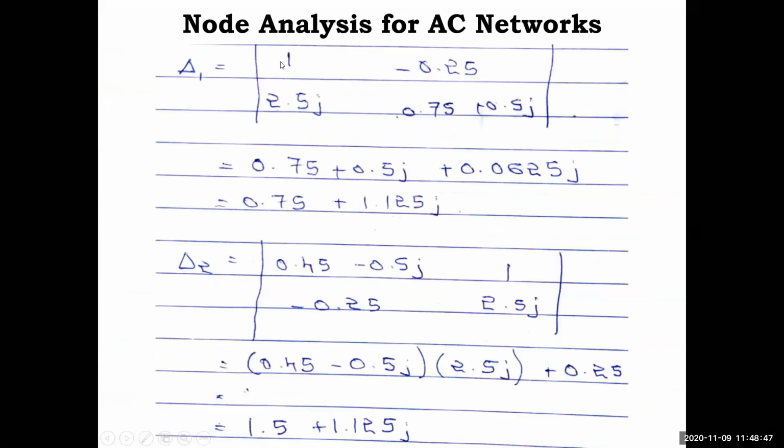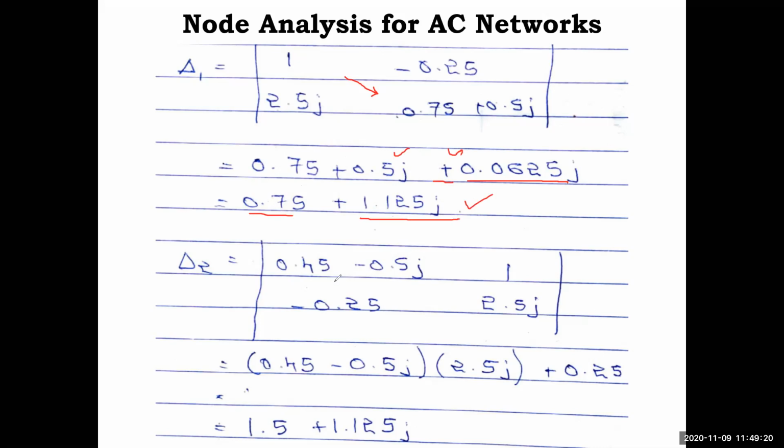So delta 1, as I told you, I have replaced with 1 and 2.5j. So 1 I have cross multiplied by this, so it is 0.75 plus 0.5j minus, the minus sign becomes plus here because of the 1 minus, and 0.25 into 2.5j will give 0.0625j. So now only one real term is there, 0.75, and these two terms you will add, so you'll get 1.125j. That is delta 1, keep it as it is.